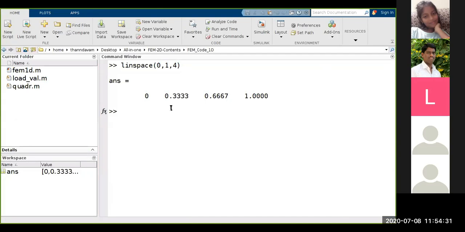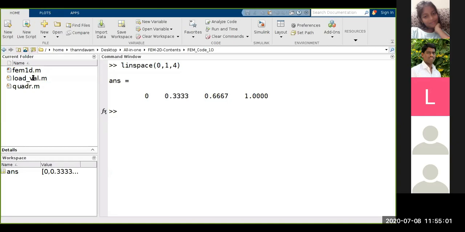So typically I am using linspace 0, 1, m, because we have m points totally. This is the total number of mesh points, capital M. And these are your mesh points. We are trying to put the mesh points.